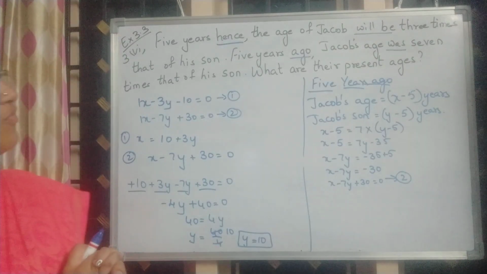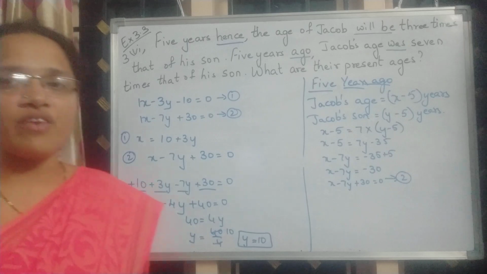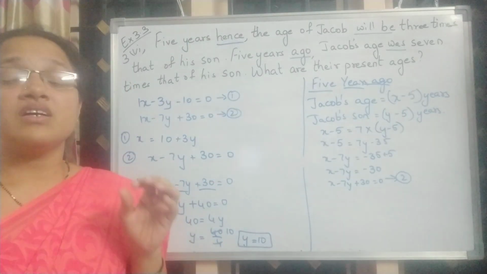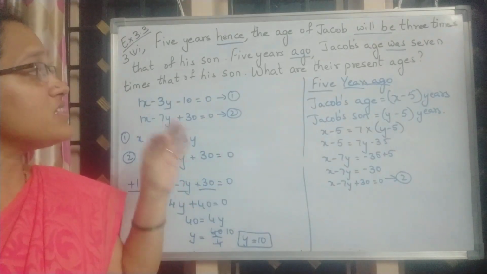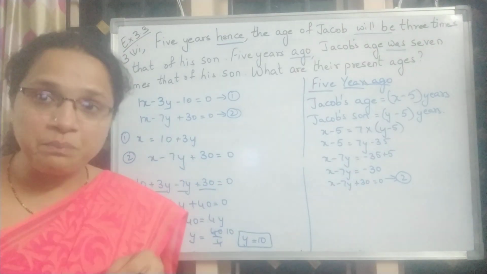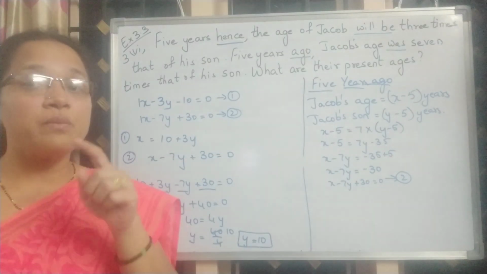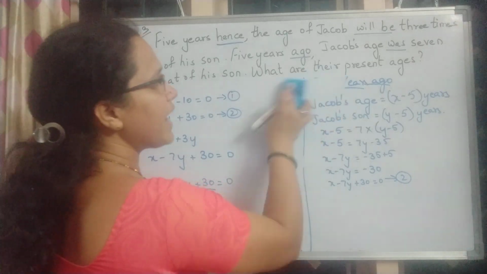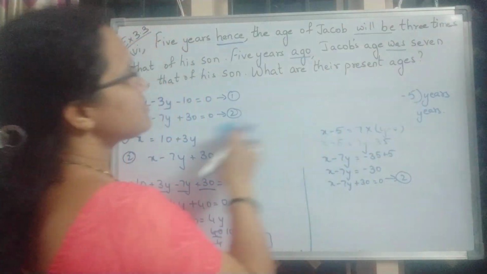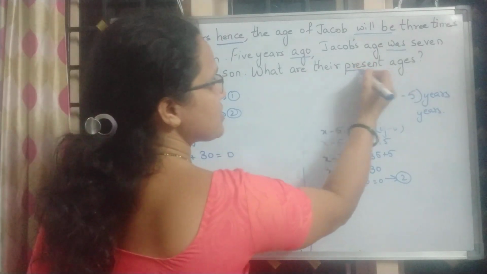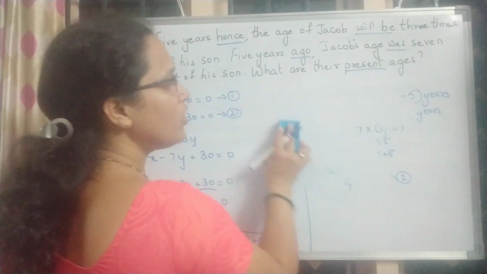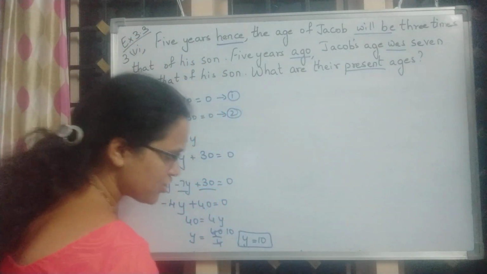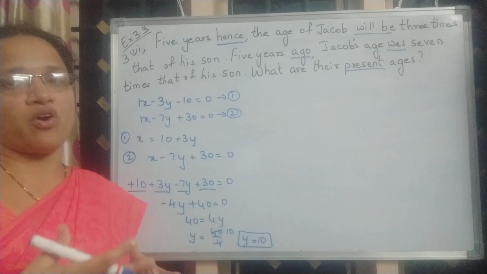But what is this value of y? How did we take the value of y? The value of y is Jacob's son's present age, because x and y are taken as present ages. Yes or no? They asked us the same thing: what are their present ages? That means you should directly find only x and y. Don't need to find any other things. The other things are just the conditions, children, in order to create a problem.